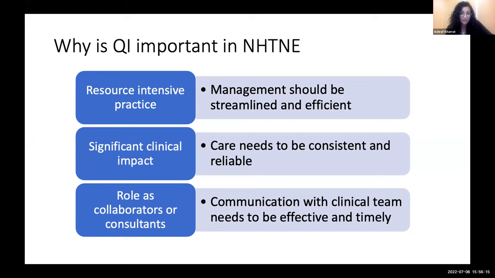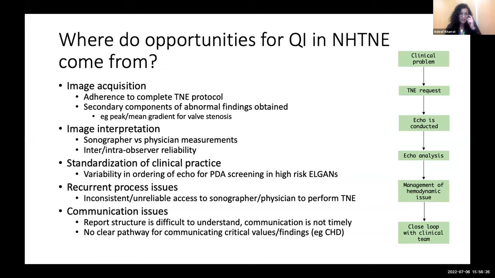So there are a lot of reasons why quality improvement is a necessary component of hemodynamics. And when you break it down, I'm going to describe a bit of what we do at Mount Sinai, where we have a consultative practice.